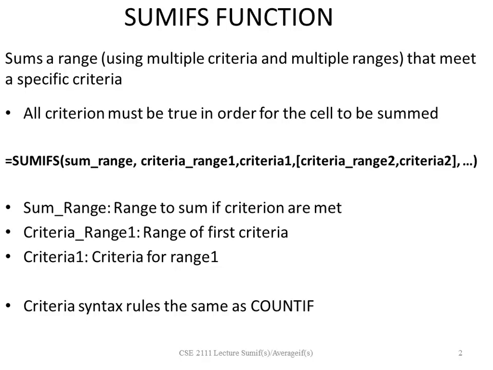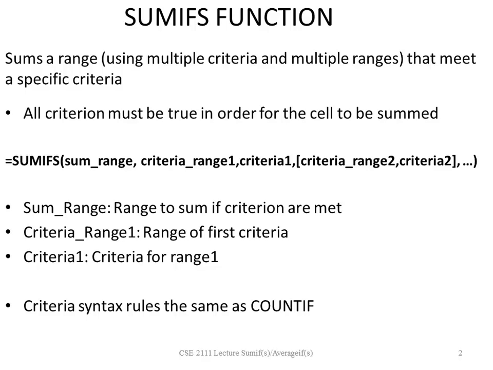Syntax: equals Sumifs, sum range, comma, criteria range 1, comma, criteria 1, comma, criteria range 2, comma, criteria 2, comma, ellipsis. Criteria range 2 and criteria 2 are optional arguments, and the ellipsis means we can have more arguments. The sum range argument is the range to sum if all of your criterion are met.